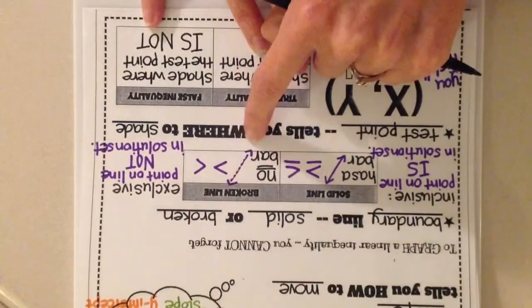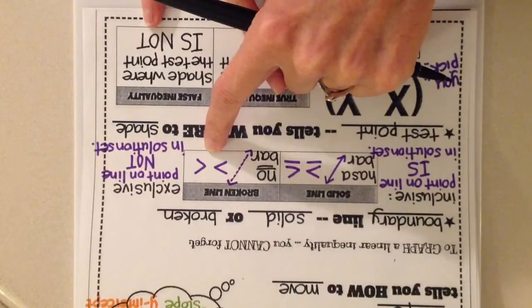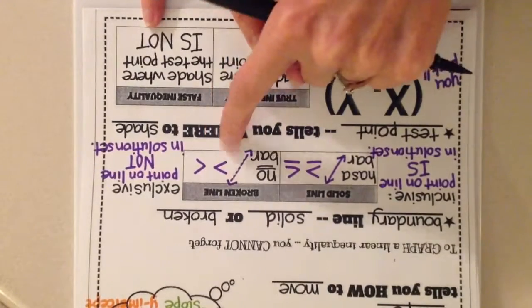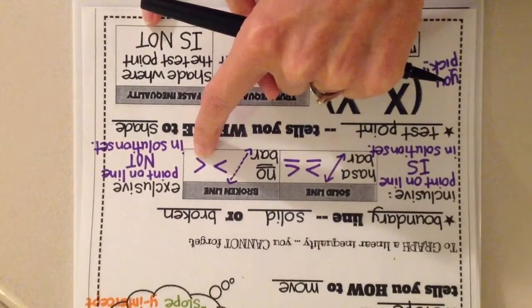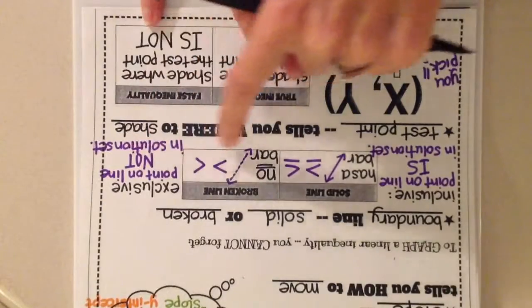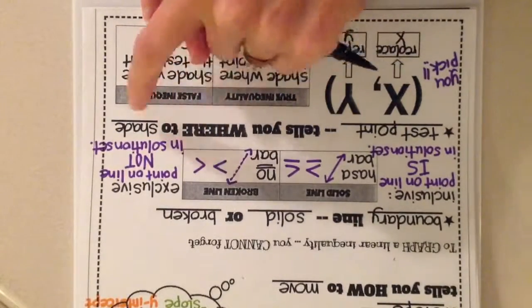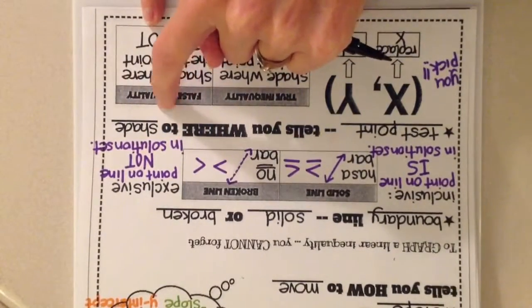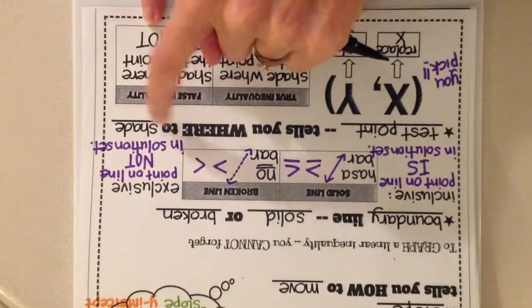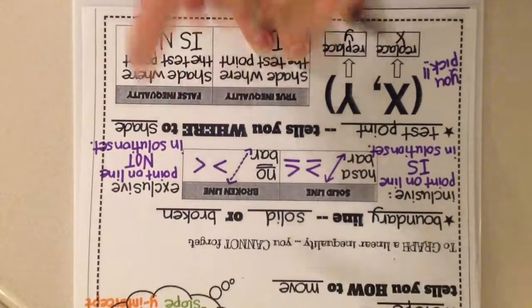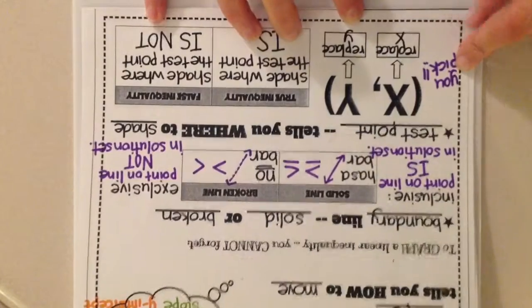If we have a broken line, it is going to match up to our inequality symbols that do not have a bar. So we're talking just our less than and greater than signs. And a point on a broken line is not considered part of the solution set. So it would be having an ordered pair that is not in the shaded area of the inequality graph.